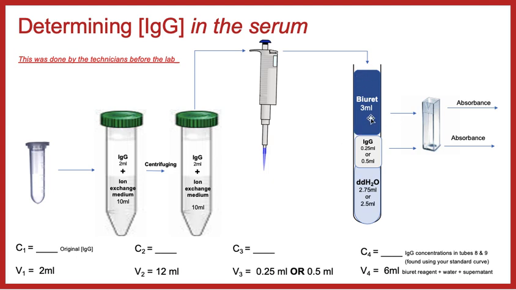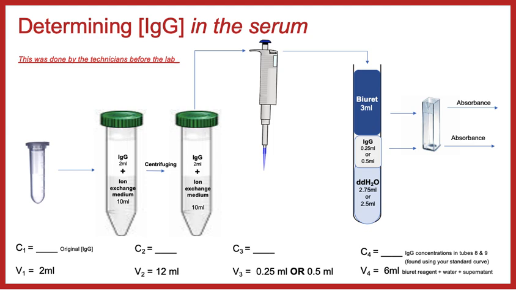In tube 8 or 9, we had biuret reagent. We had the IgG, and we had double distilled water, and depending on whether we were in tube 8 or 9, there were different IgG or double distilled volumes, but the total volume of this test tube was always, I believe, 6 mLs. Here I wrote 6 mLs. So then you took this and you checked the absorbance of it. You took a small amount of this, looked at the absorbance, and got a final concentration.